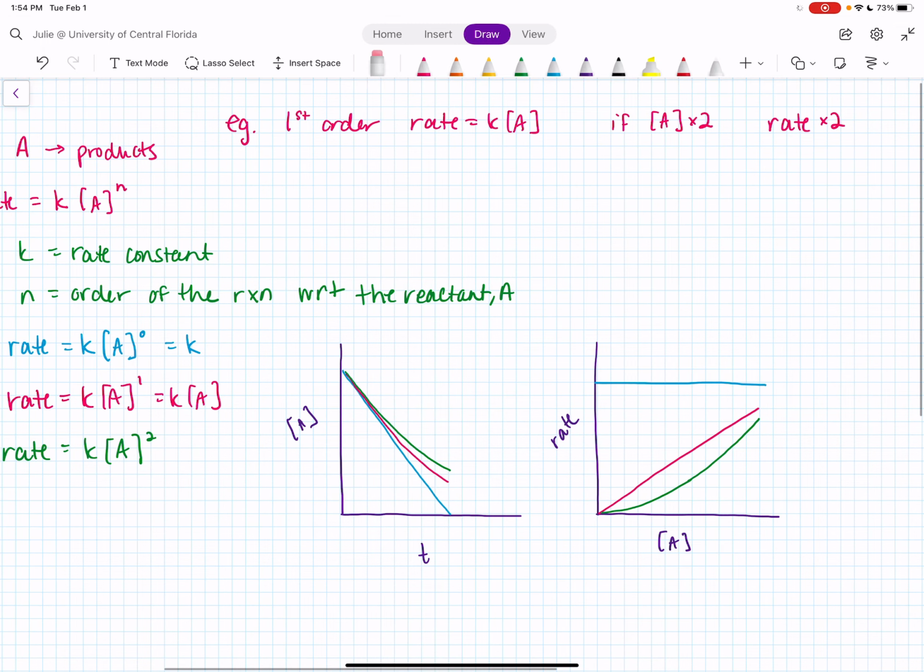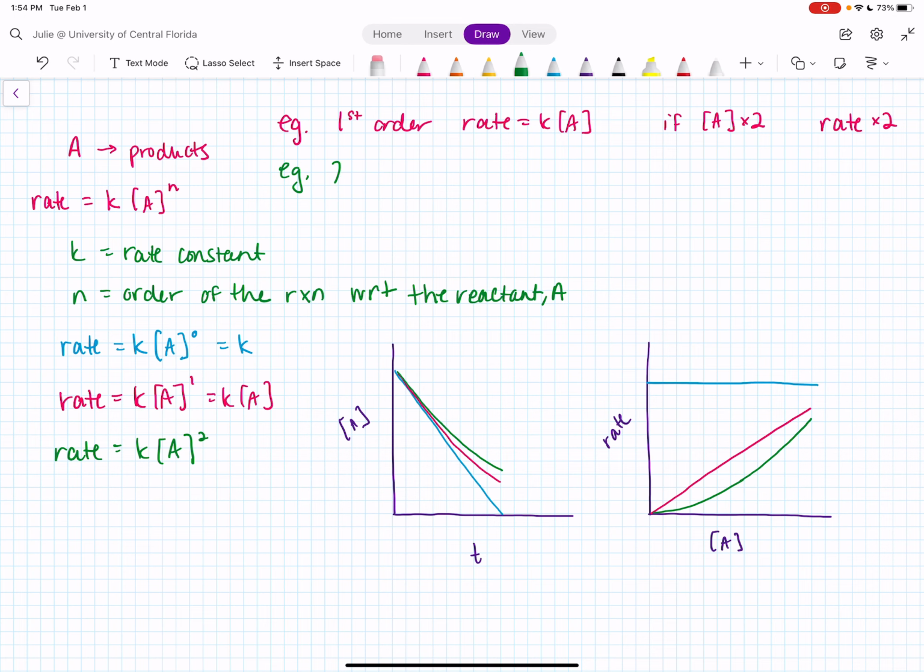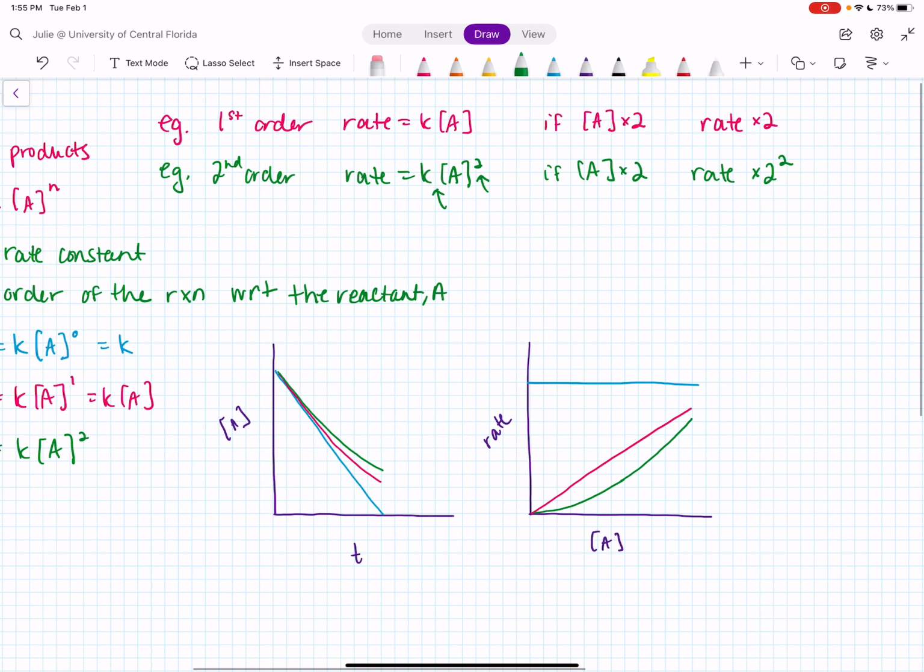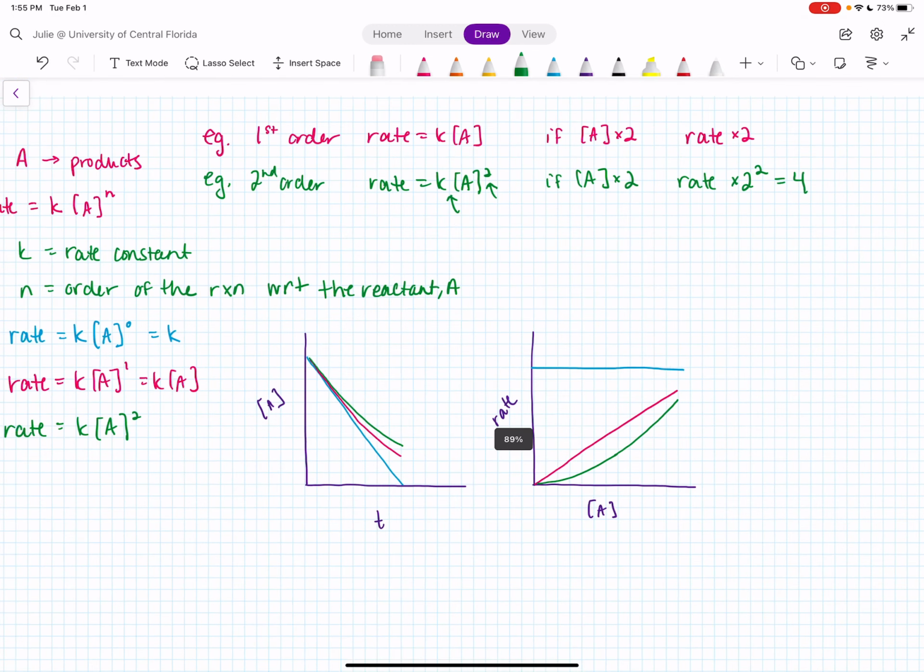So maybe pause the video here and see if you can predict what would happen if, for example, this A decomposing into products was second order in A. See if you can write the rate law first. The rate is equal to K times the concentration of A squared. What would happen if I double the concentration of A? Well, now the rate would be multiplied by 2 squared, right? Because I would plug in a 2 here. That 2 would get squared. And so the rate would be multiplied by a factor of 4. So the rate would quadruple.